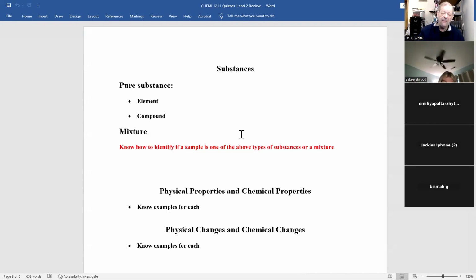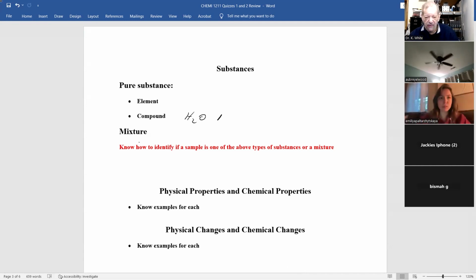What would be an example of a compound? Well, water is a compound. What's another example? Well, your table salt, which is sodium chloride.